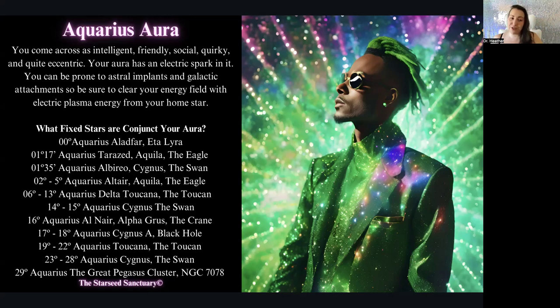Now, if you're at that final degree of Aquarius for your natal asteroid aura, that means your natal asteroid aura is conjunct the Great Pegasus cluster. And I love that for you. Very connected to Pegasus energy.